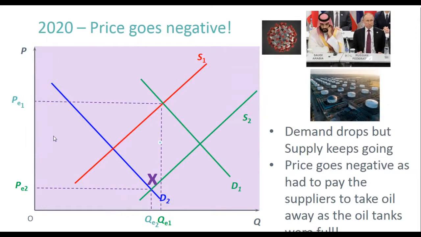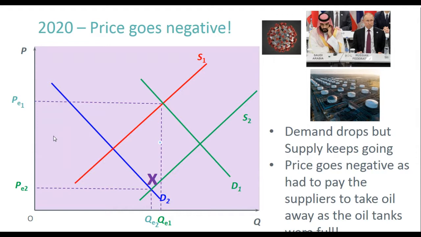In 2020, we saw a really interesting situation where the price actually went negative for a very short space of time. The coronavirus certainly decreased the demand for oil, and we saw a shift in the demand curve from D1 to D2. We also saw a shift in the supply curve because the agreement to restrict oil fell apart with the discussions between the Saudi and Russian governments.